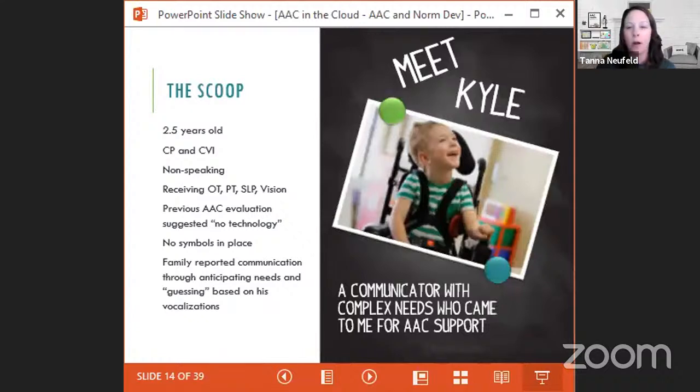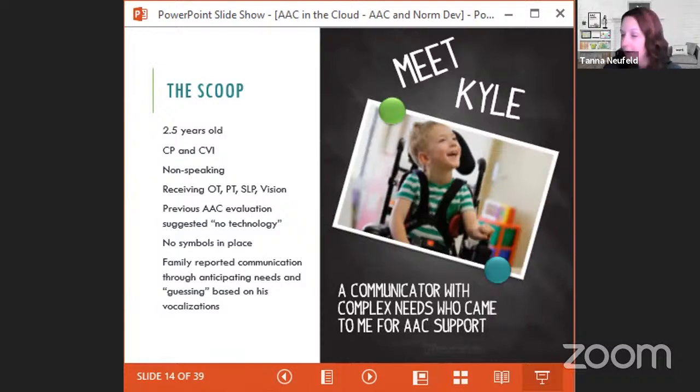So let's talk about some complex communicators. This is Kyle, not his real name, not his real picture, and also a little bit of a tweak on his actual history, but based on a client that came to me with complex needs in search of some AAC. His family was in search of some AAC. So Kyle is a 2.5-year-old little boy with cerebral palsy and cortical visual impairment. He was not using mouth words or verbal communication at the time, but was very vocal with his vocalizations. He was receiving OT, PT, SLP, and vision services with his really rock star early intervention team.